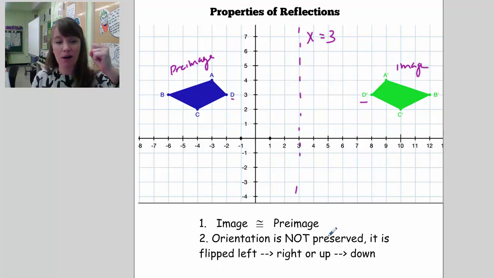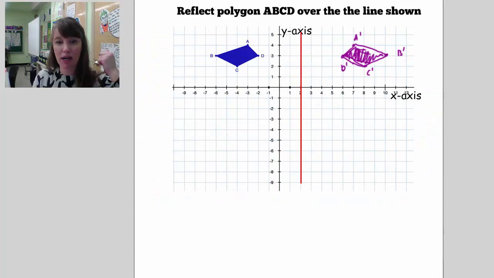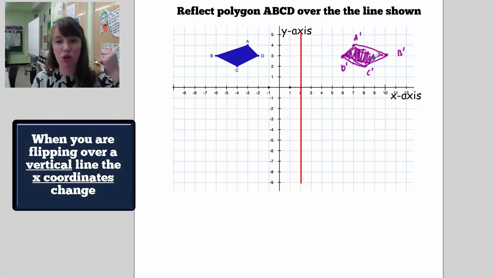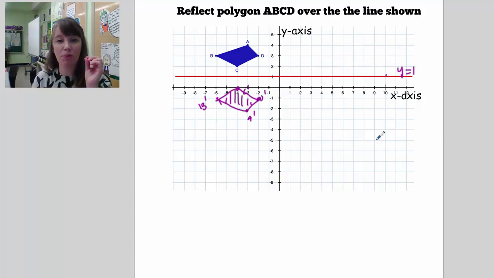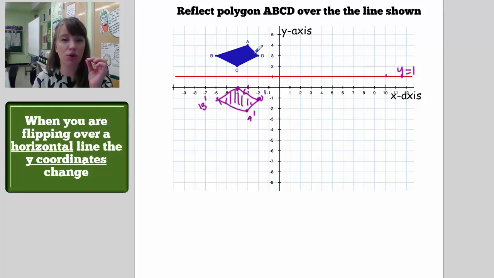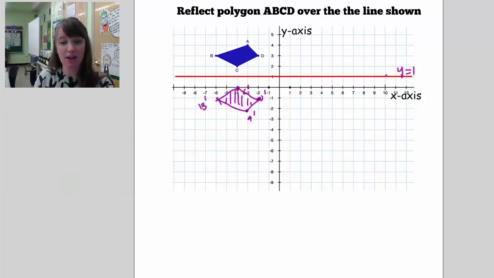Okay, and that's a way that you can use to find the coordinates of the points. So if you flipped over a vertical line, what you'll notice is that the x coordinates have been changed, but the y coordinates remain the same. And if you are flipping over a horizontal line, what you'll notice is that the y coordinates change and the x coordinates remain the same. Right? And that's the end of the lesson for today.